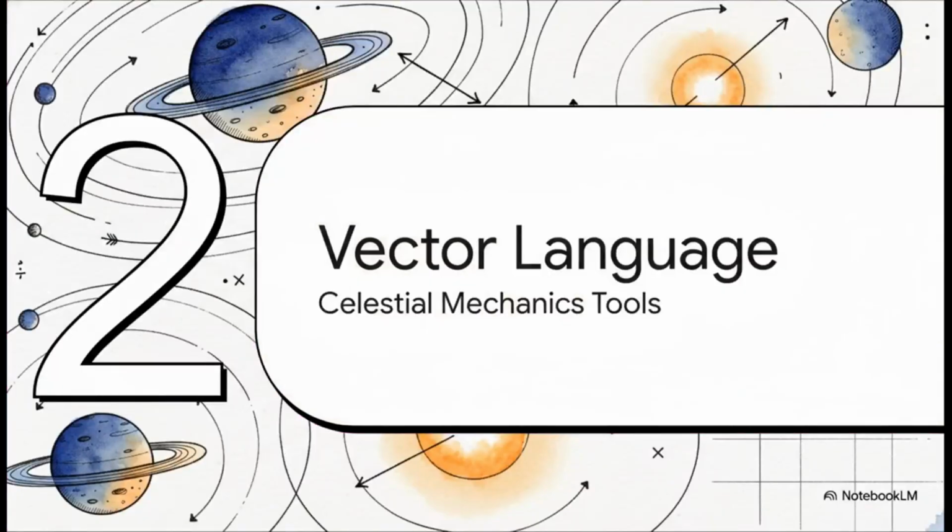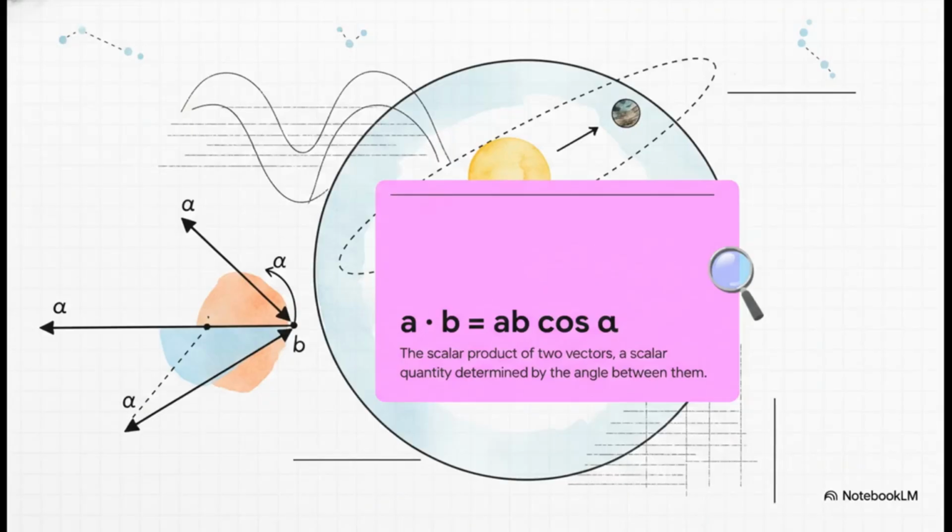Okay, before we can jump into the physics, we need to get our mathematical toolkit in order. And when you're talking about celestial mechanics, the most elegant and powerful language you can use is the language of vectors. So we're going to define two absolutely crucial operations, the scalar product and the vector product. First up is the scalar product. You probably know it as the dot product.